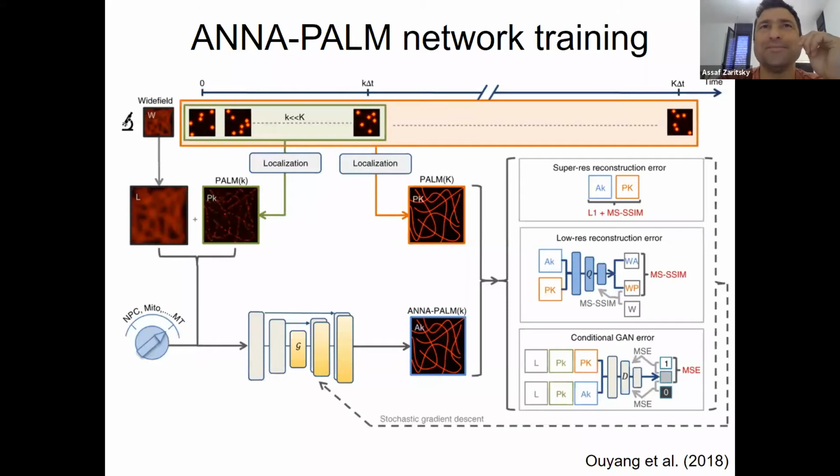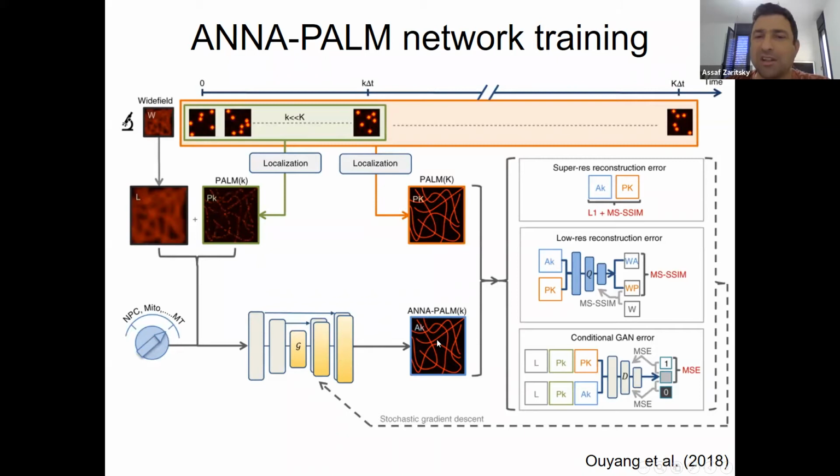Yeah, sure. Okay. Because this is the key here, this is how it works, right? So usually microscopists reconstruct the super resolution images from the 10,000 images. Here you can reconstruct an image just from 50 images, which is not great. And now you train basically a U-Net-like network, and you map these two images into what they call ANNA-PALM. ANNA is the artificial neural network. And basically you learn the mapping from the wide field plus PALM with very limited data to PALM with a lot of data.